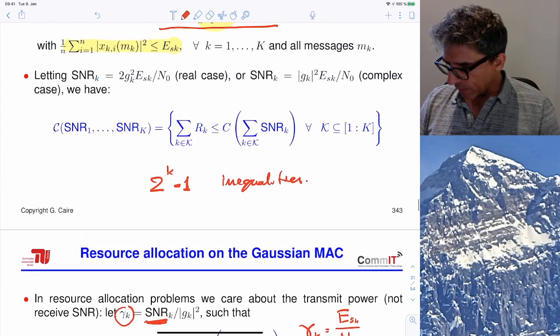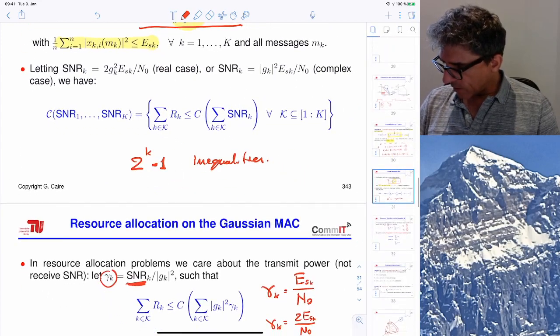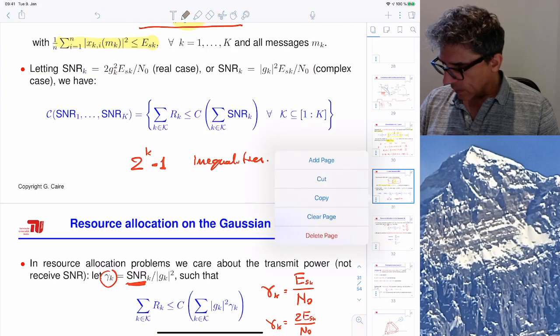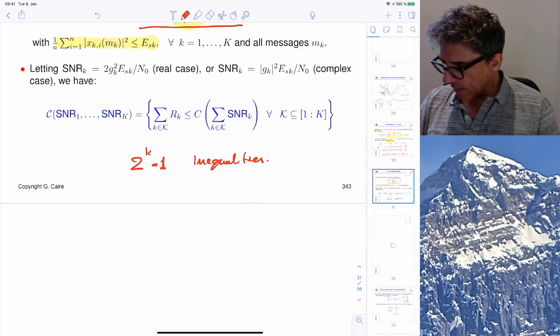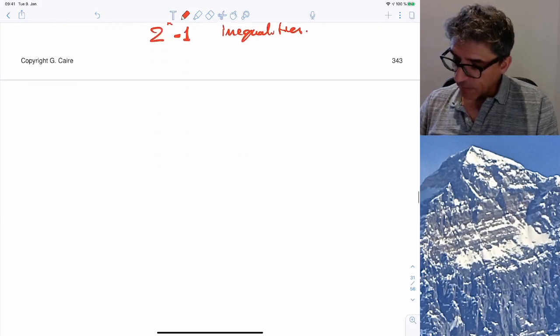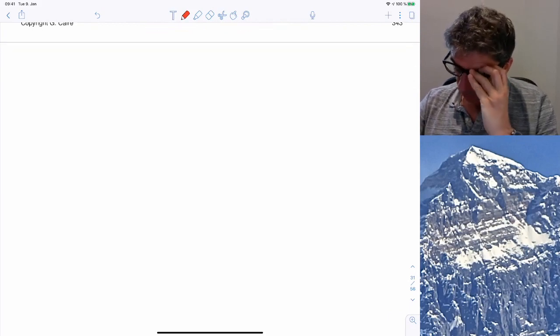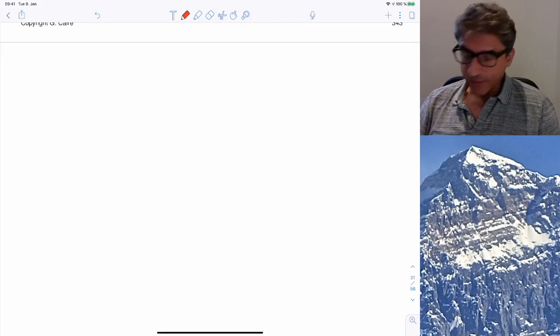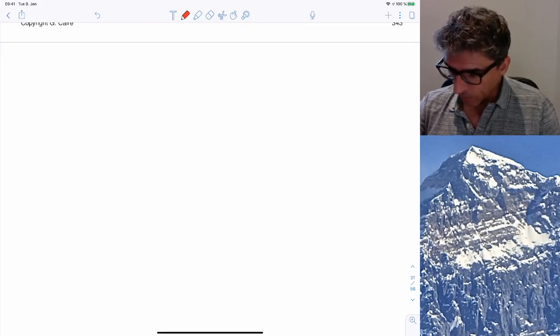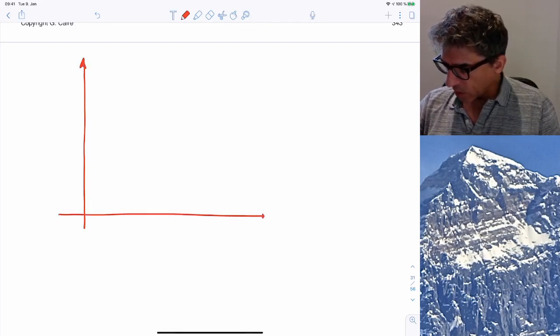So let me be a bit more explicit. So we have this rate region in 2 dimensions. Let's do the 2-dimensional case just simply because it is easier to draw on the board. Otherwise, I have to draw a complicated multi-dimensional region, which is clearly not very convenient. So let's go to the 2-dimensional case. So we know that this region looks like this.